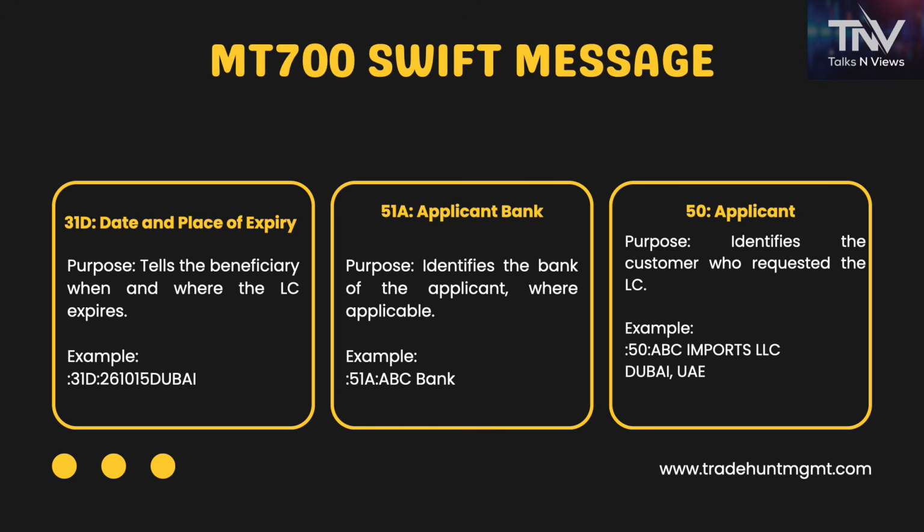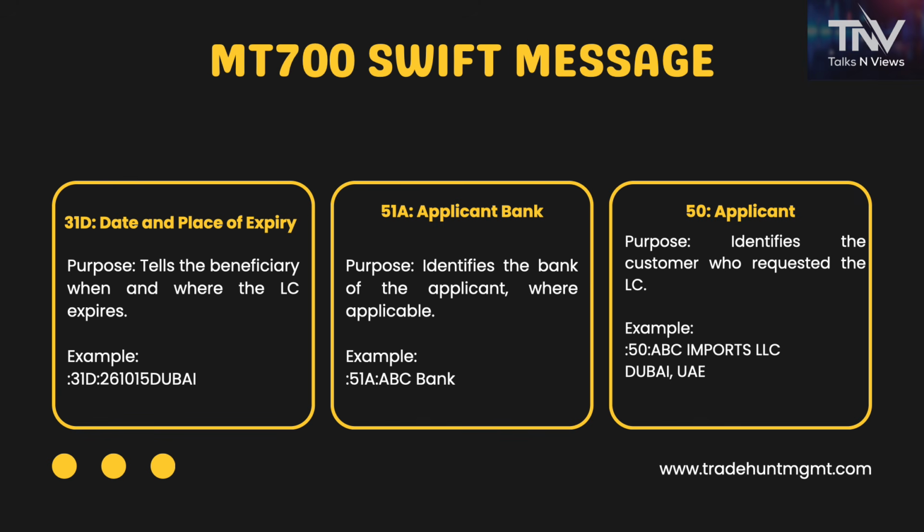Field 31D, date and place of expiry. Purpose of this field, tells the beneficiary when and where the LC expires. Example, Field 31D 261015 Dubai. Which means expiry on October 15, 2026 in Dubai. Field 51A, applicant bank. Purpose of this field, identifies the bank of the applicant, where applicable. Example, Field 51A ABC Bank.